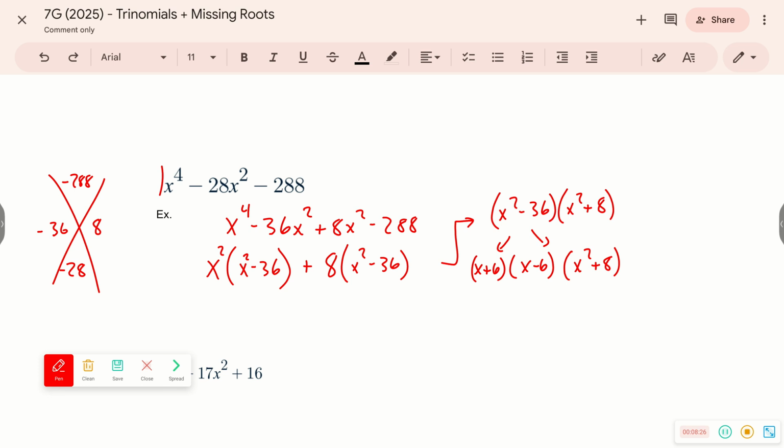And again, we set each factor equal to 0 to find the roots. So this one, the root would be negative 6. This one, the root would be 6. This one, we have x squared plus 8 equals 0. X squared equals negative 8. Root that and root that.